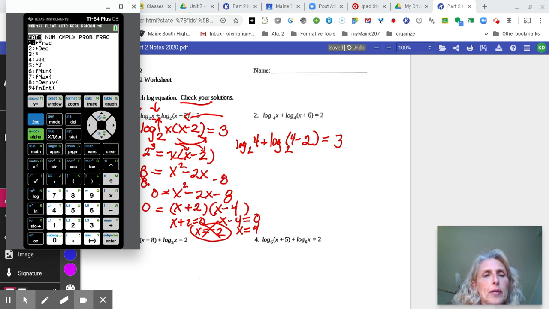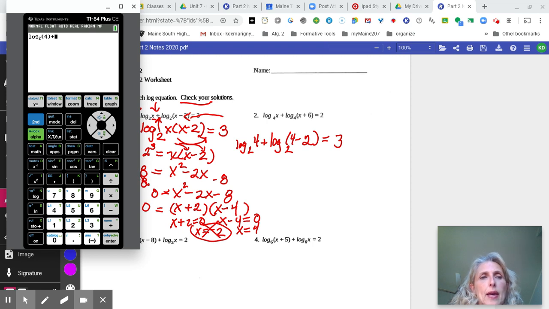Oh, no, big fingers. All right, we'll just use the stylus. Fingers aren't working so well. So we're going to do that log base 2. And then inside of the parentheses, we'll put that 4 this time. We'll come out of there.